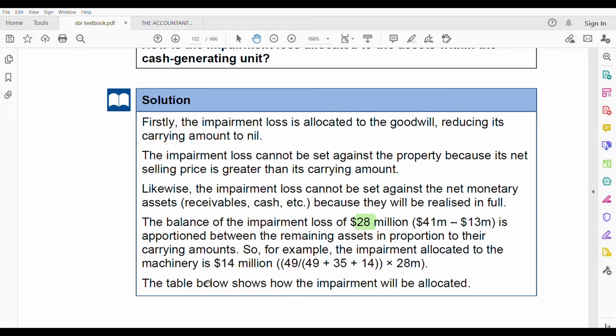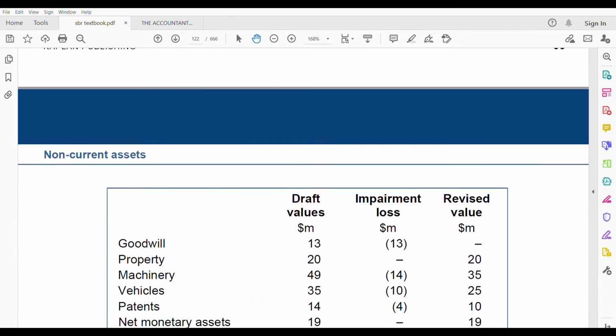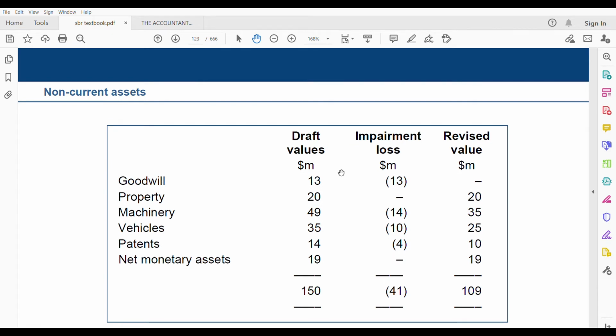The table below shows how the impairment will be allocated. That is for machinery. Likewise, you have to do it for the other two also, vehicles and patents. This is the before, then this is the impairment loss. Once you take 13 fully for goodwill, you have to apportion only for the other assets, not for goodwill. Goodwill you always take in full. So machinery 14, not fully; you are proportioning it. Then from patents this amount. But from property and net monetary assets, you cannot take the impairment loss. After you add, this is the revised amount, and the total is 41. It should be like this only. At the end, the revised value should be this amount only.